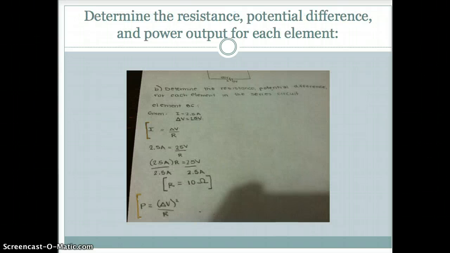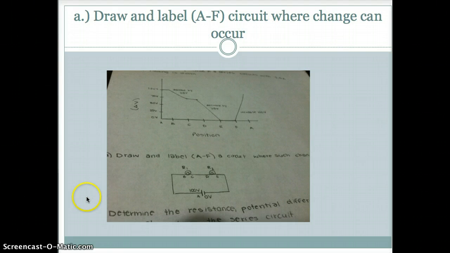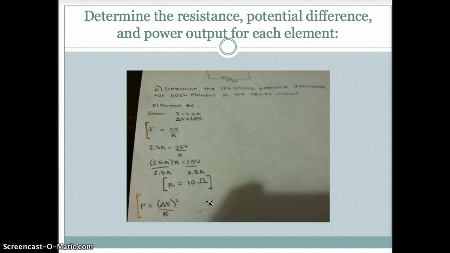And then now we're going to go into part B, where we find the resistance, potential difference, and power output for element B and C. And element B and C was just the first one, resistor 1. Okay, so what they give to you in the problem is that the current is 2.5 amps, and then the change of V is 25 volts, and you can find the change of V by looking at the graph, and that's what we did in the first place.